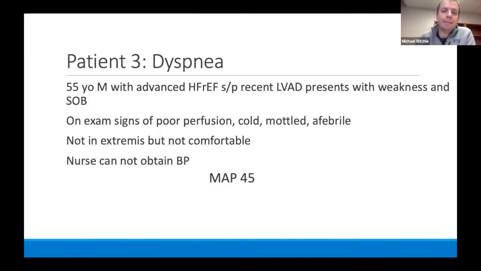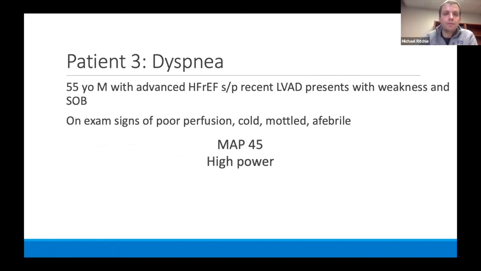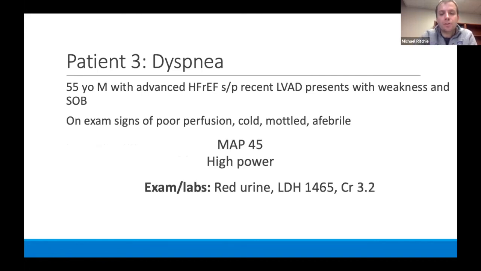And you get the MAP, again it's 45, so you know they're not perfusing well. They have a low MAP, they're hypotensive. You look at the machine and the monitor, and it says there are high power alarms. With high power, you start thinking maybe they're having pump thrombosis, and that's why we're dealing with these issues. You put in a Foley, they have some red urine, their LDH is very elevated, and they have an acute kidney injury with a creatinine greater than 3. So you diagnose what seems to be pump thrombosis.